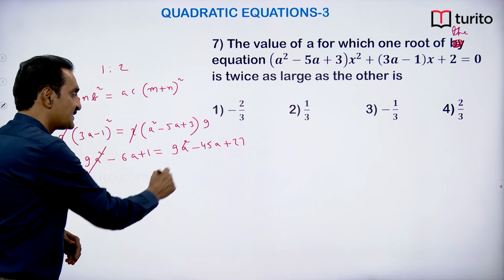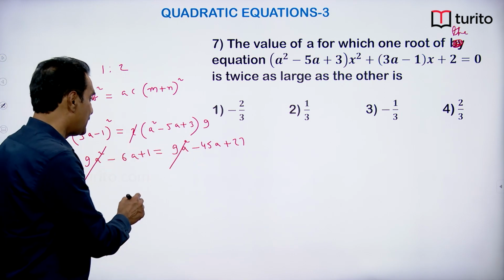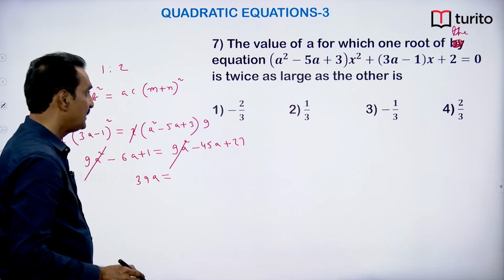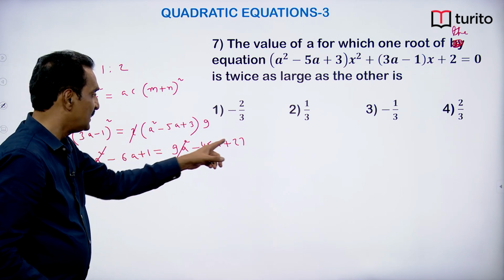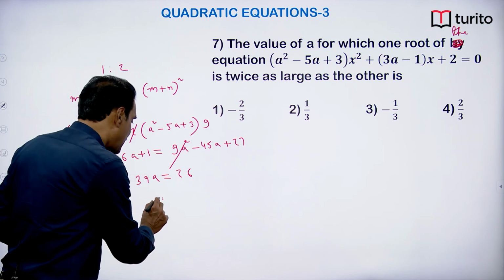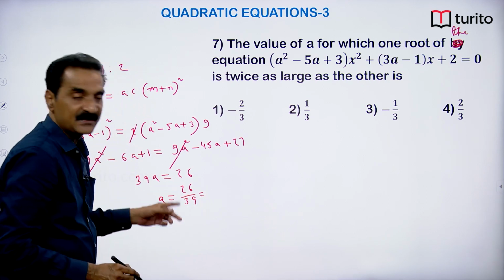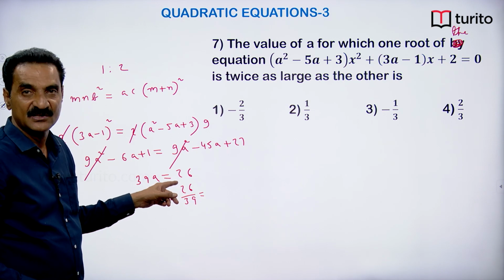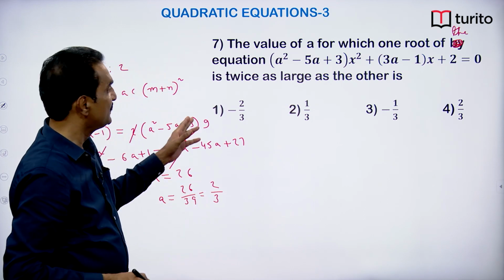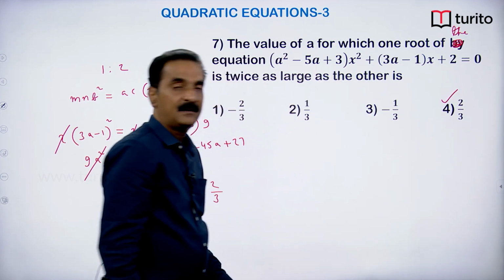Then 9a square cancels. Take 45a this side, you will get minus 6a plus 45a is how much? 39a is equal to 27 minus 1, 26. Then what is the value of a? 26 by 39. You can cancel the common factor 13. 13 2s are 26, 13 3s are 39. So, the value of a is 2 by 3. Answer is fourth option. Next question.